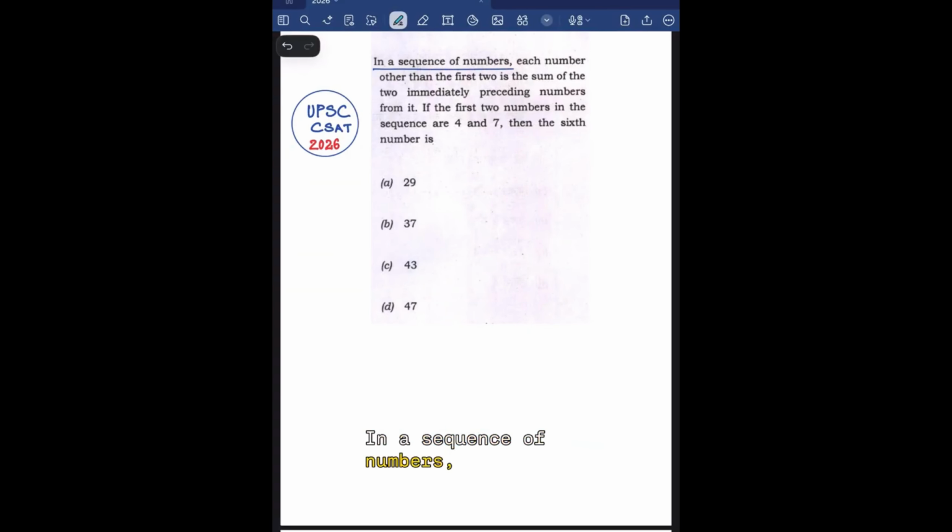In a sequence of numbers, each number other than the first two is the sum of the two immediately preceding numbers from it. If the first two numbers in the sequence are 4 and 7, then the sixth number is. So this question is quite easy. Let's solve it quickly. So it's given that every number after the first two is the sum of the two immediately preceding numbers, which means that every new number after the first two is obtained by adding the two numbers just before it. So the first two numbers are 4 and 7. The third number will be the sum of first and second numbers.